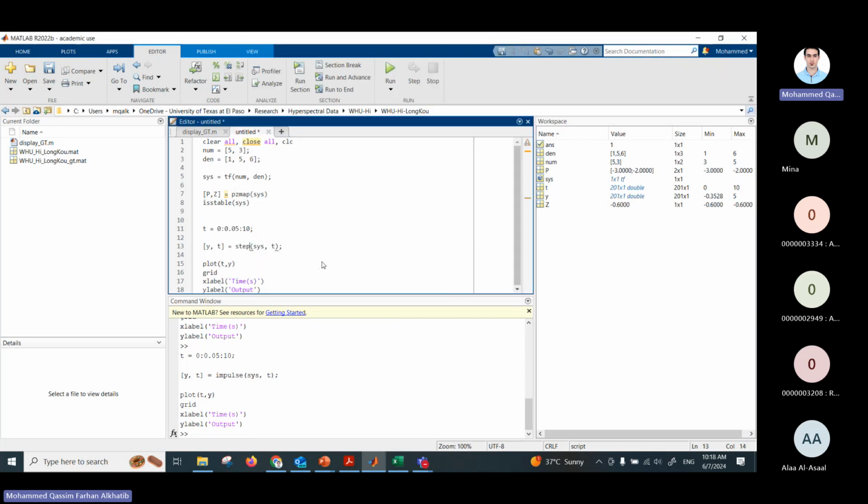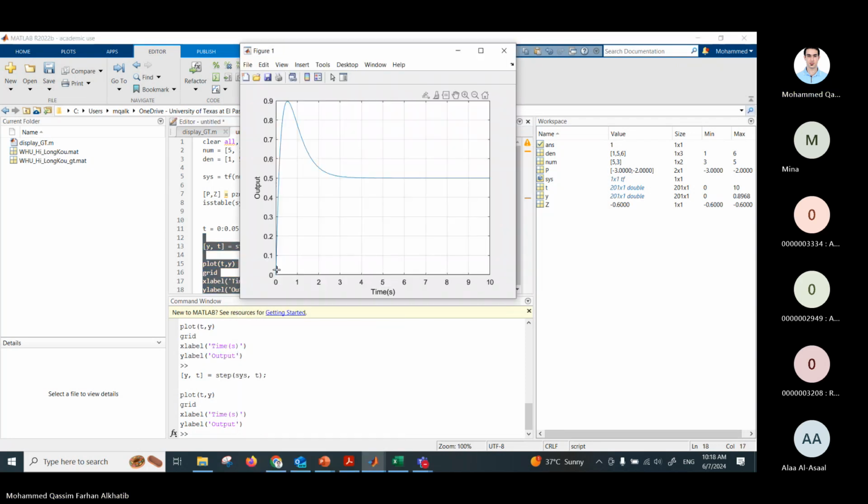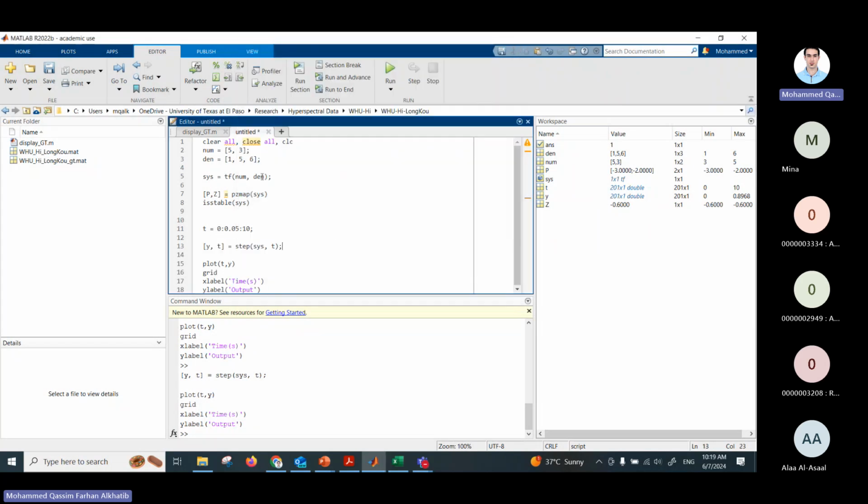What about if we apply a step input? And there you go. It goes up, it reaches a certain value here. So the peak is 0.9, then it goes down and it stops right there. So that's again an example of a stable system, and that's the step response.